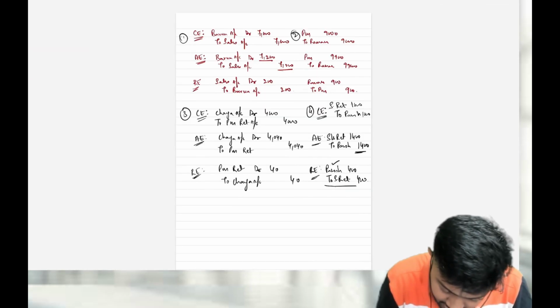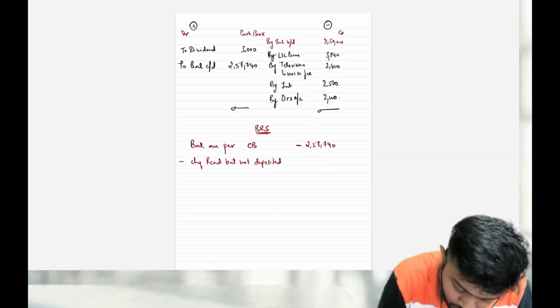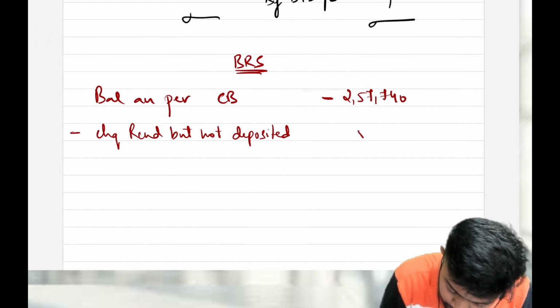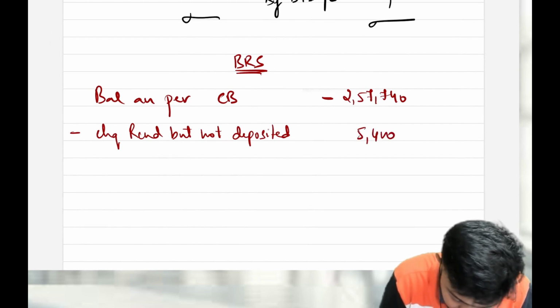How much is it? It is 5,400. Negative only. Next.